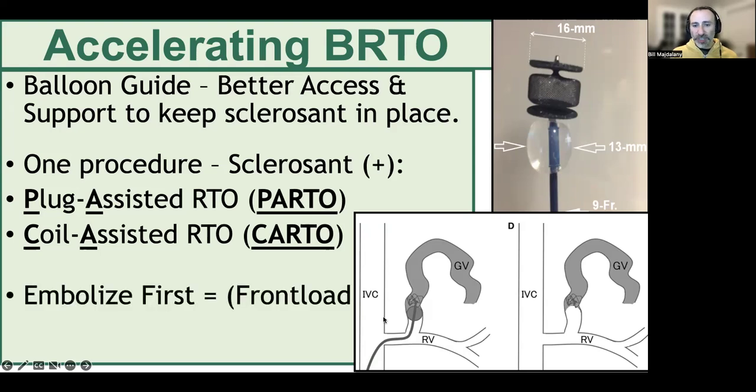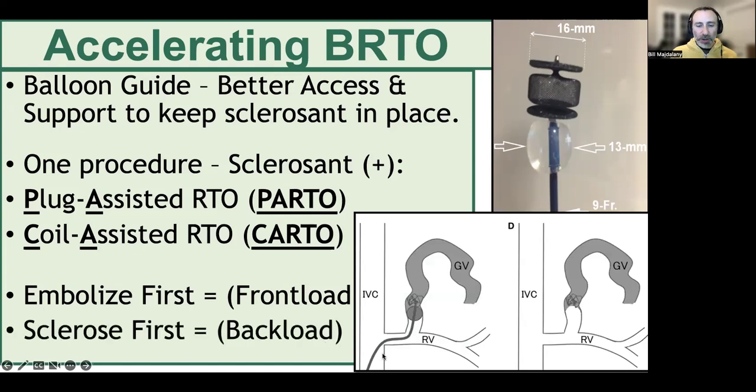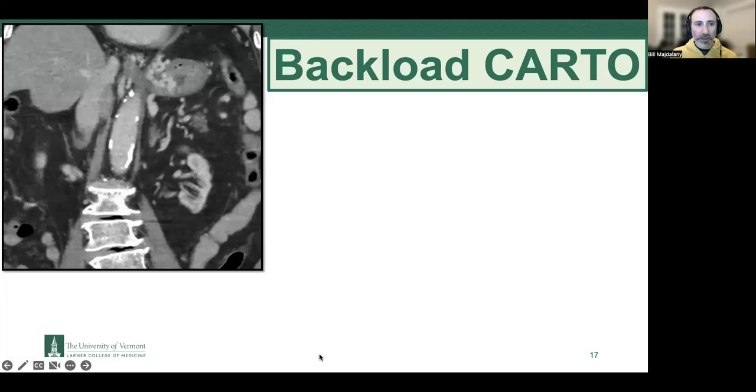Some people prefer to embolize with coils or plugs first, then inject sclerosant, while others sclerose first and then put in the coils or plugs. That's called front loading or back loading, and I'm going to show you examples of both. And here's an example of a backloaded CARTO.